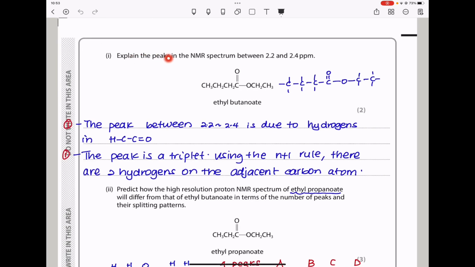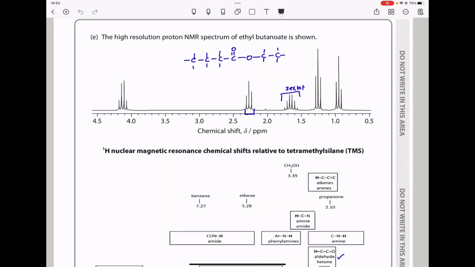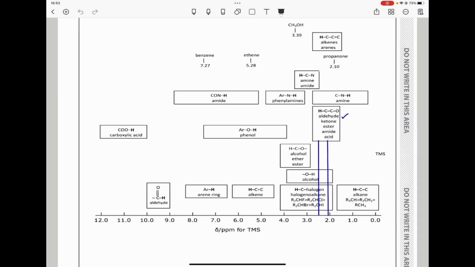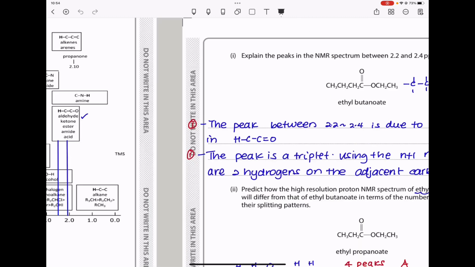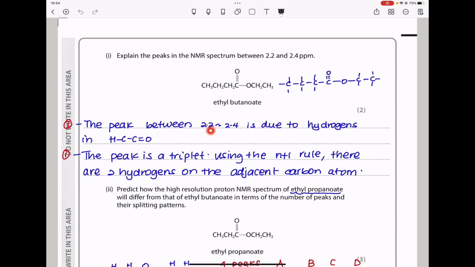Here they say explain the peaks in the NMR spectrum between 2.2 to 2.4. Now 2.2 to 2.4, let's go back here. I drew 2 lines between 2.2 to 2.4, which is going to be around this region. Because this is not an alcohol, it's not that. So it's only going to be maybe due to HCC double bond O for the ester, because of course it's not that and it's not that. So it's going to correspond to this. So I said the peak between 2.2 to 2.4 is due to a hydrogen in the HCC double bond O.